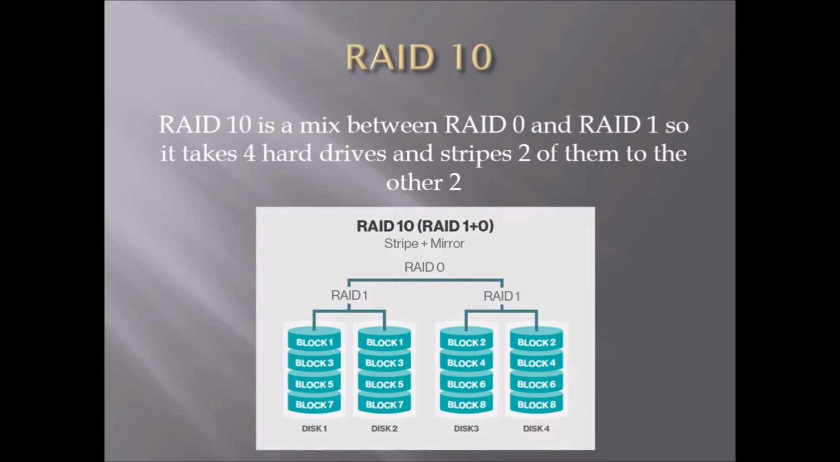Next is RAID 10, which is basically a mix between RAID 0 and RAID 1. So you have 4 hard drives, 2 of them are mirrored to the other 2, and one of them's mirrored to the other and the same with the other one. So you have striped data between 2 hard drives, and then the data's mirrored onto the other 2 hard drives.